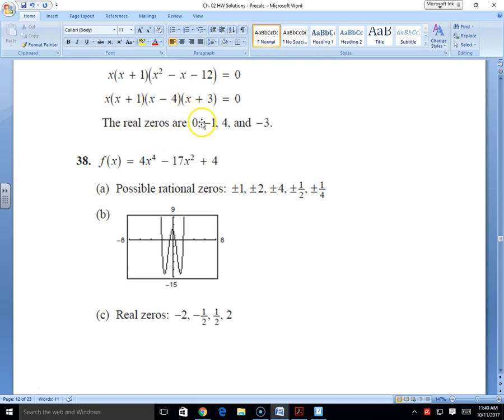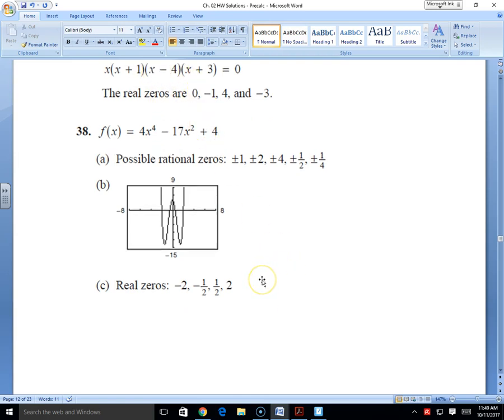You guys can still see the answers right up above. Here's number 38. Finding the possible zeros, you're allowed to use your calculator to graph, and the actual zeros did all end up being in the list up above, if you were to actually use your zero feature.